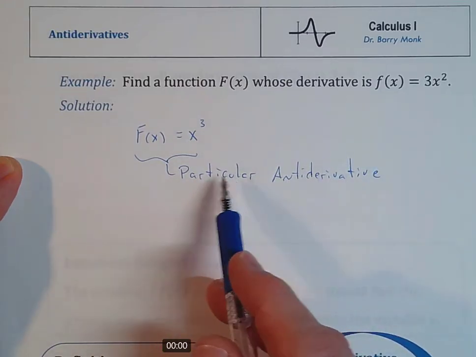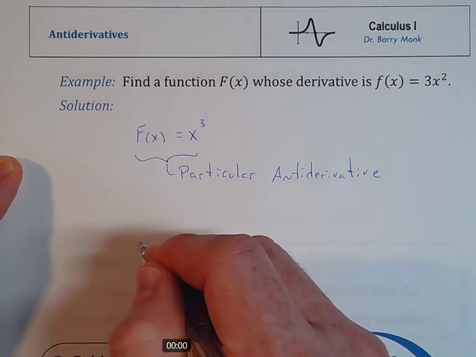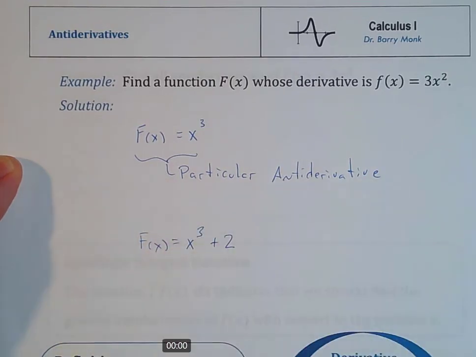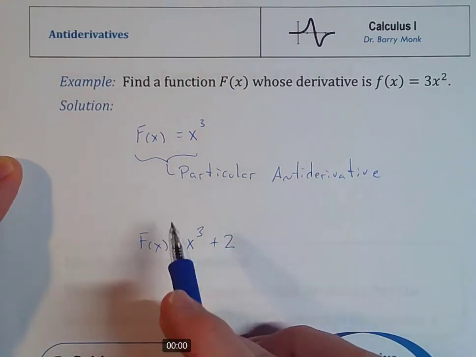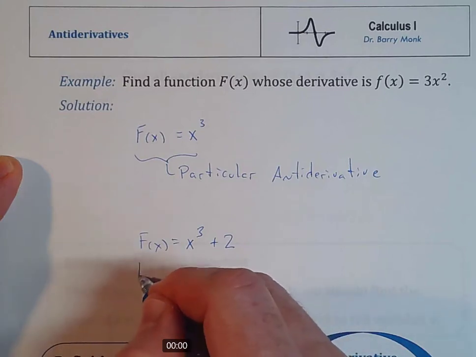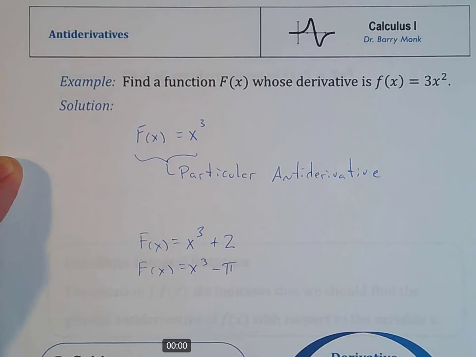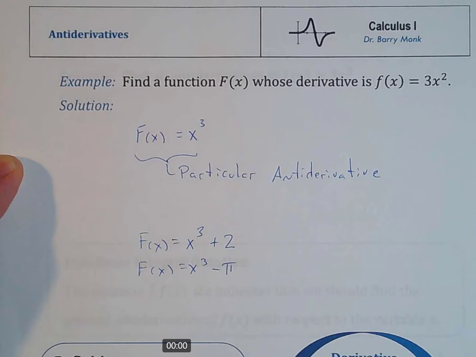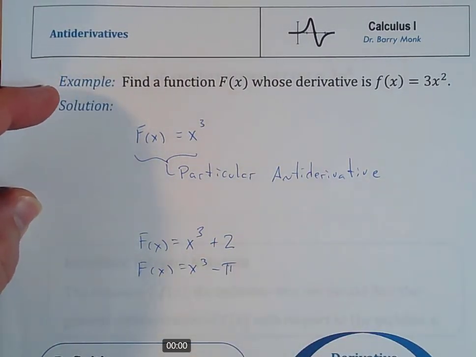And the reason we use the word particular here is because there's actually a lot of different functions that could do this. For example, we could write down maybe f of x equals x cubed plus 2. If I take the derivative of this, I also get 3x squared. So this is also a particular antiderivative. F of x equals x cubed minus pi. That would be a particular antiderivative. If I take the derivative of this, I get 3x squared.